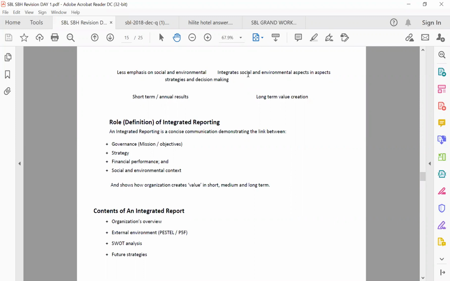I hope so. You must be noting whatever I am stating right now. You must be noting each and everything. So these are the contents of the financial statement.